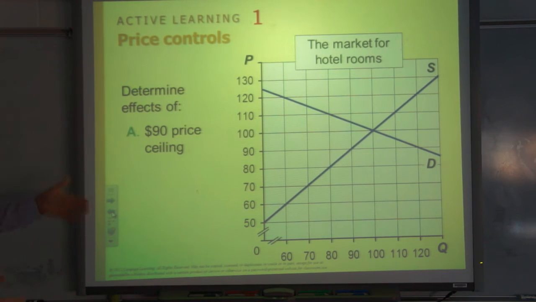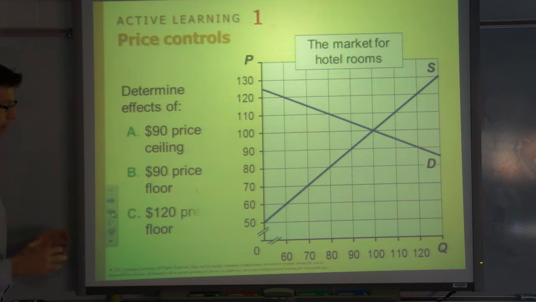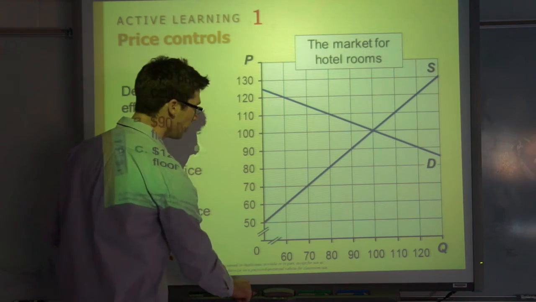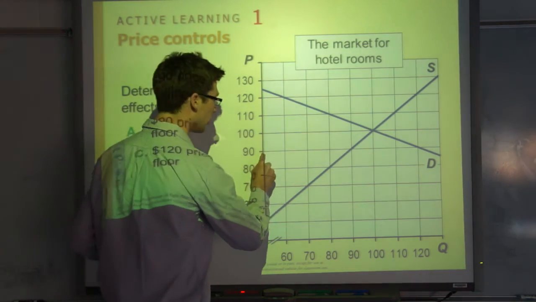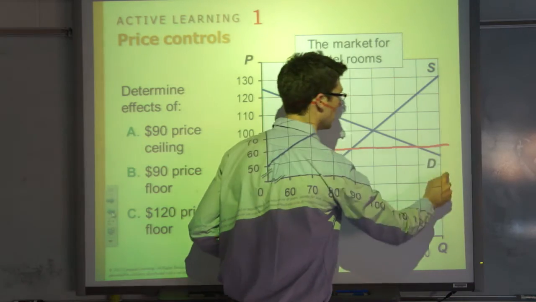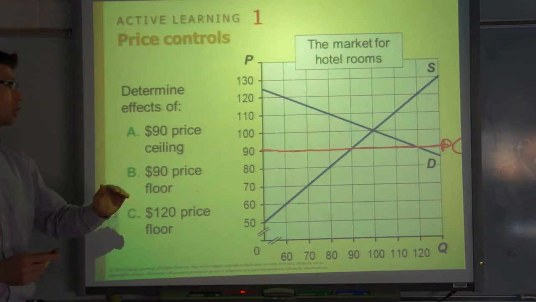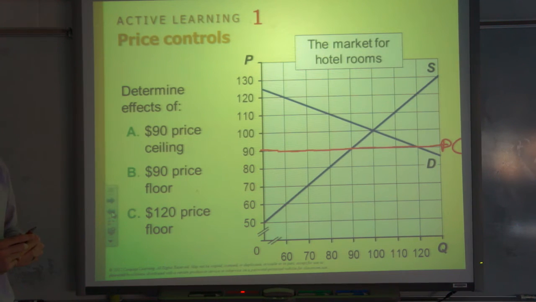So here we have some examples. We'll draw this in and then we'll see what outcomes we get. Determine the effects of a $90 price ceiling. Then we're going to determine the effects of a $90 price floor. And finally, a $120 price floor. So let's first look at a $90 price ceiling. What we would do is come to $90 and say, okay, this is our price ceiling. The price can rise no higher than $90.